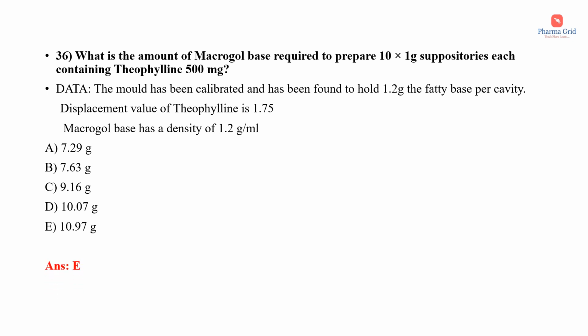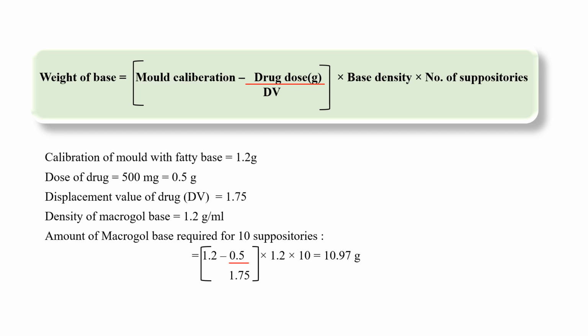Here the answer is option A, that is 10.97 gram. So we will find the solution. How we will do this calculation, we will see in the next slide. The formula to find the weight of base is equal to mold calibration minus drug dose in gram. Okay, so it's important that this drug dose should be in gram, divided by dV. dV means the displacement value, all multiplied by base density into number of suppositories.